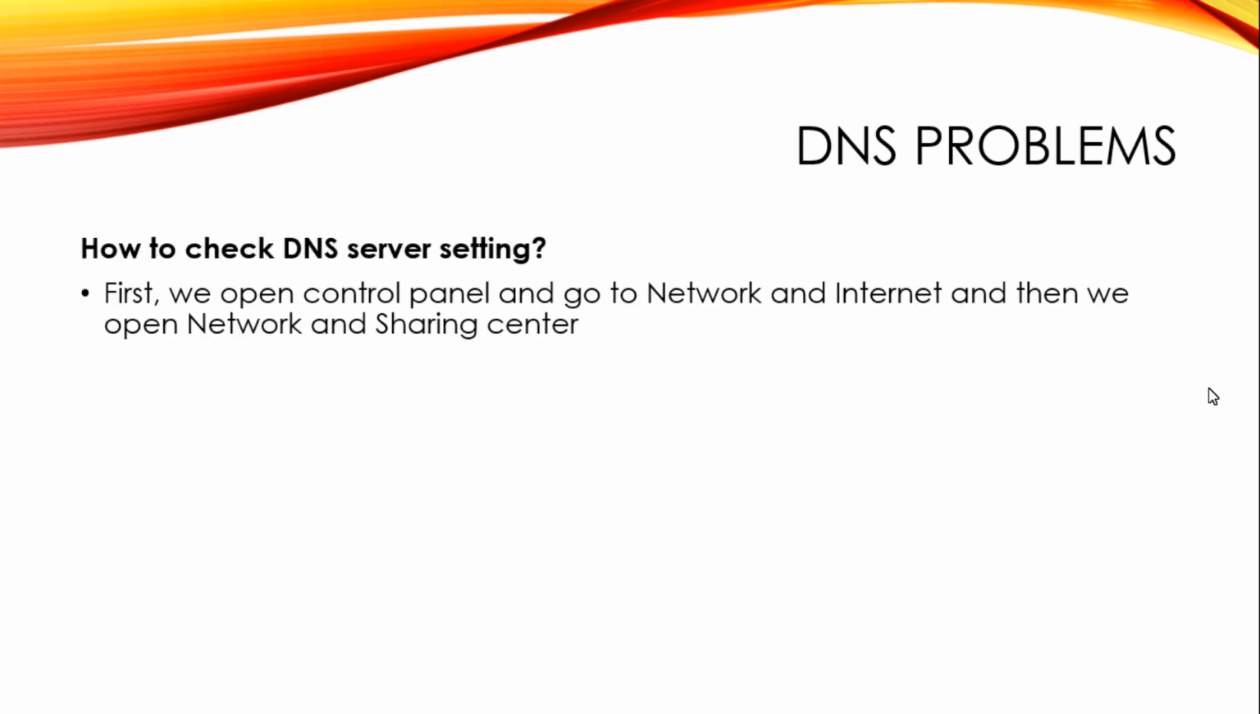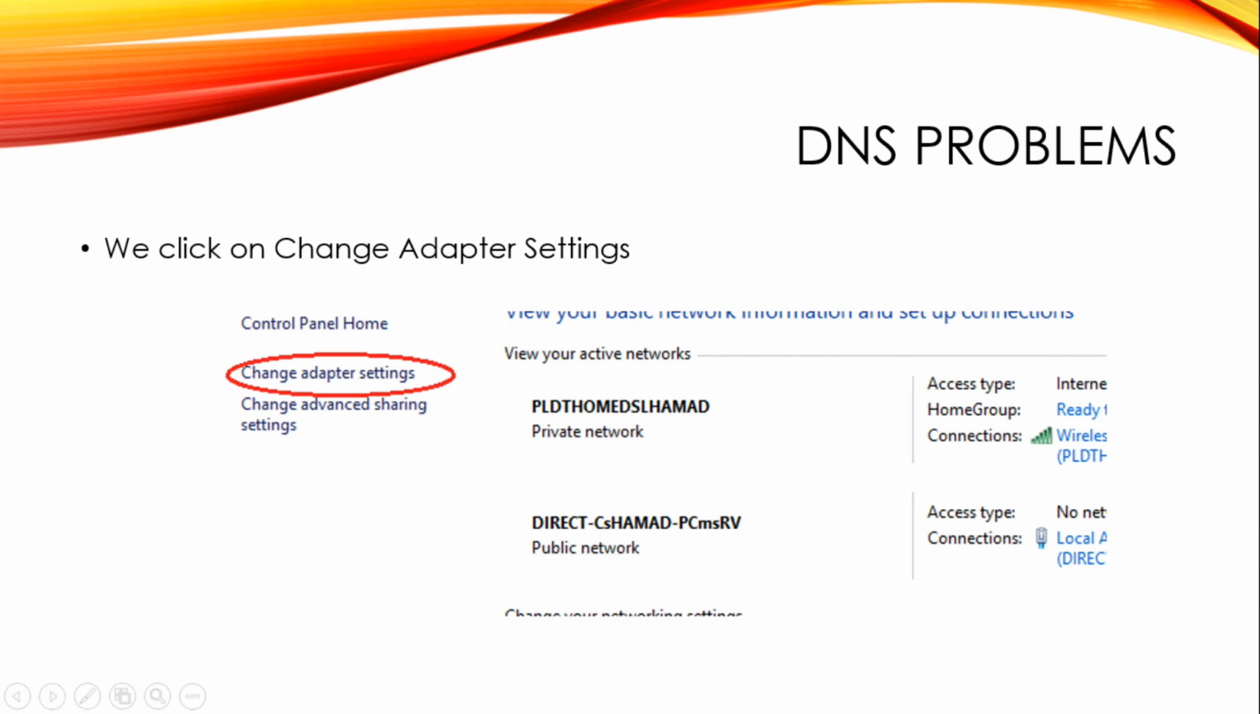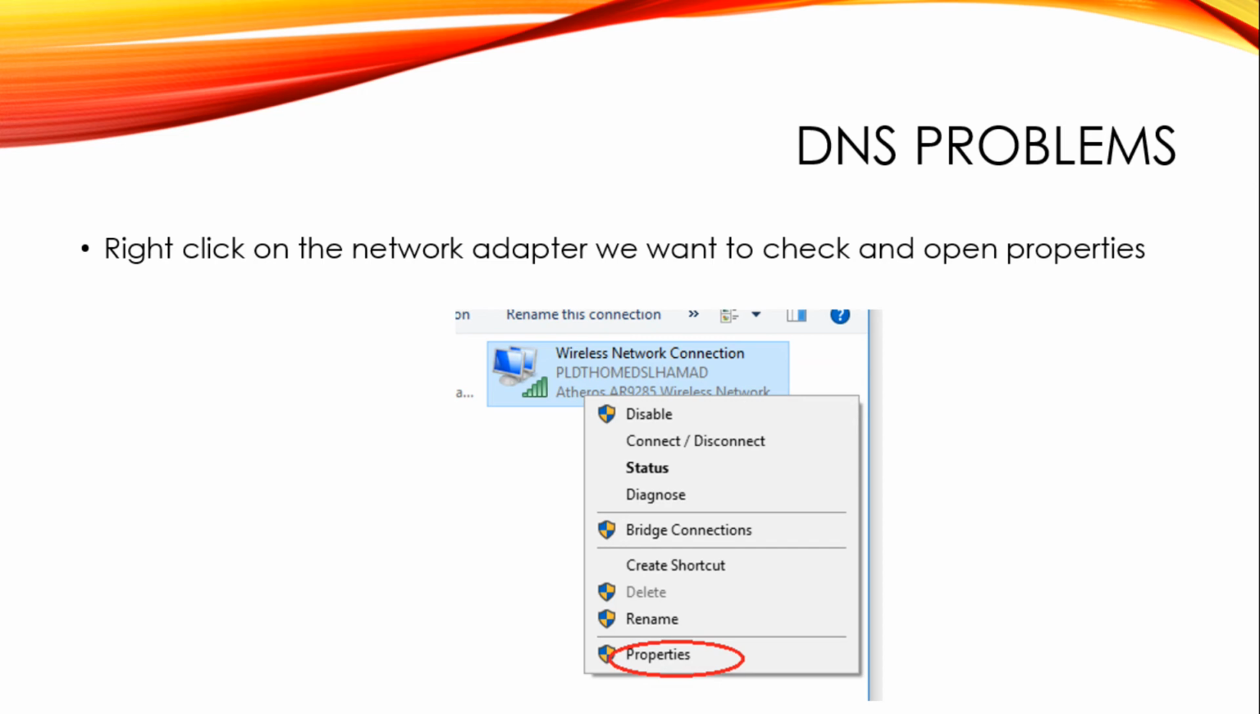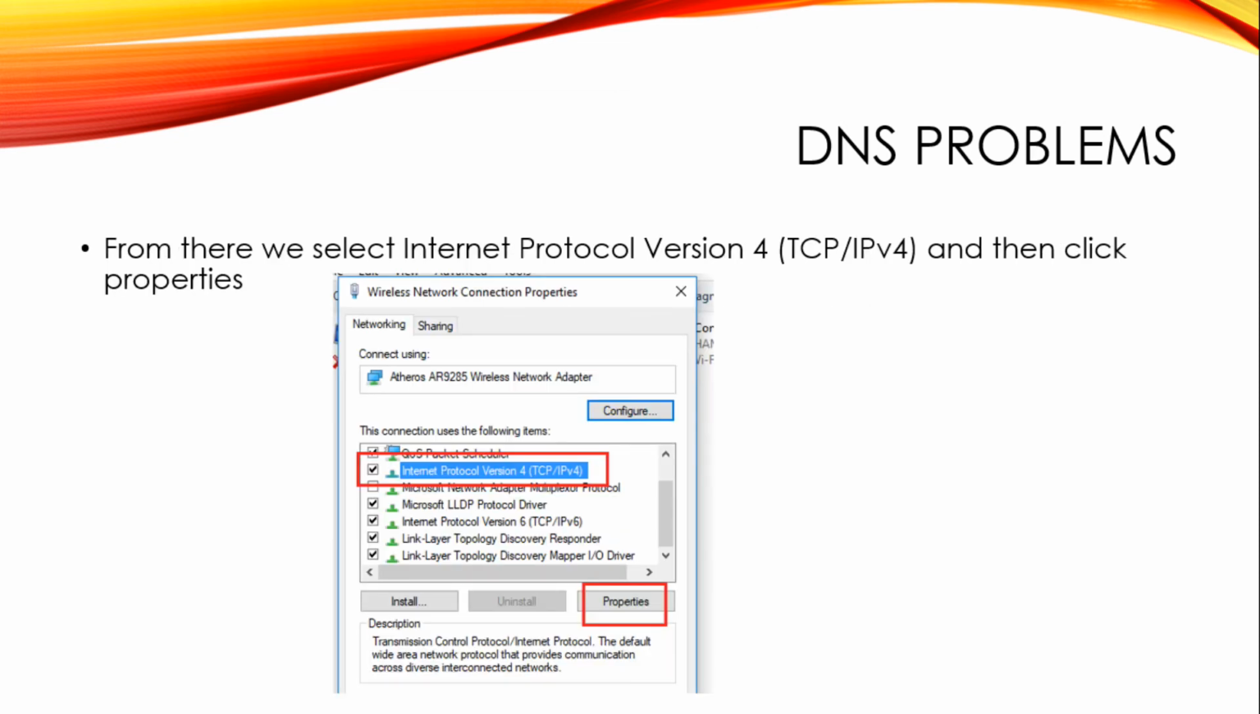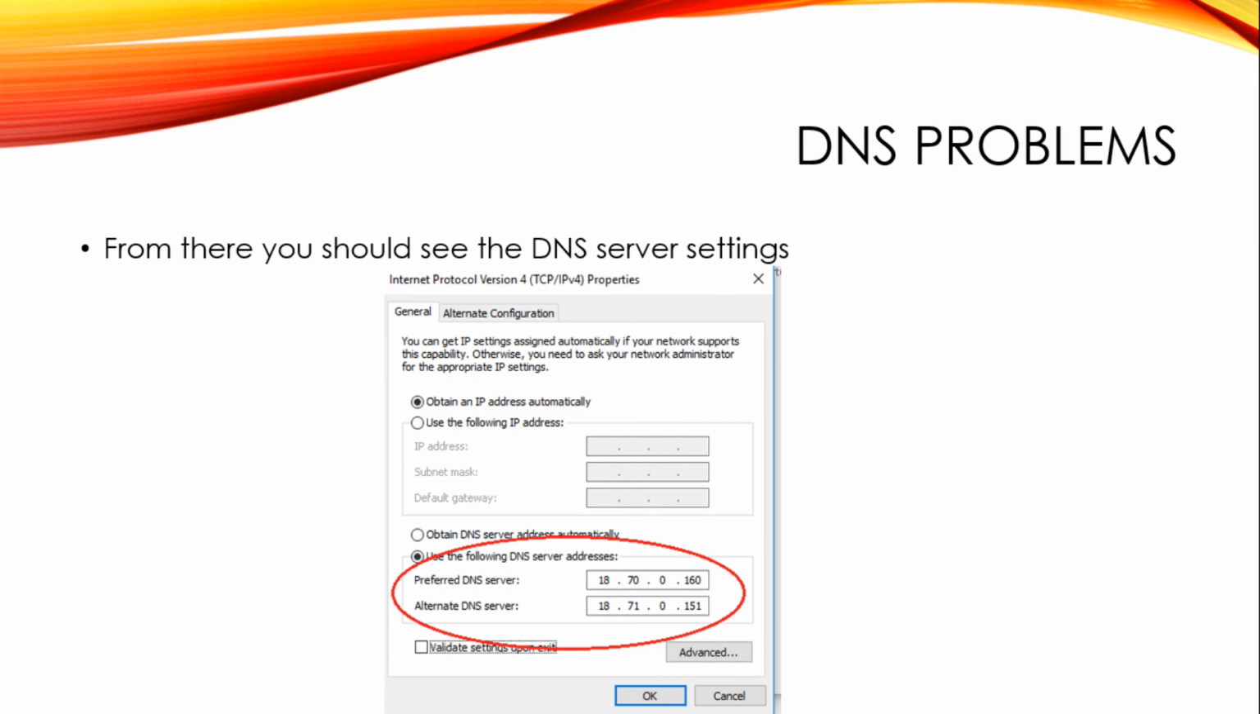So since we need to check the DNS server settings as part of the resolution, how do we check it? First, we need to open the control panel, go to network and internet, and then we open network and sharing center, the usual. And then we will go to change adapter settings, as you see on the screenshot. And then we go to our connection. In my case, it's the wireless network connection. From there, right click on the mouse, hit properties. And from there, I will choose the Internet Protocol version 4 TCP/IPv4, and I will go to properties. So from there, I should be able to see the DNS server settings as you see there.